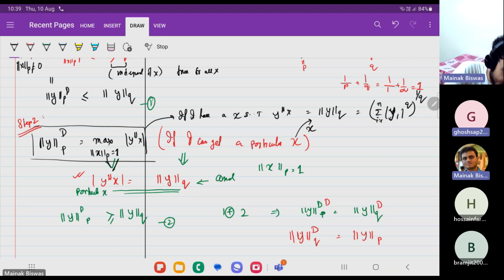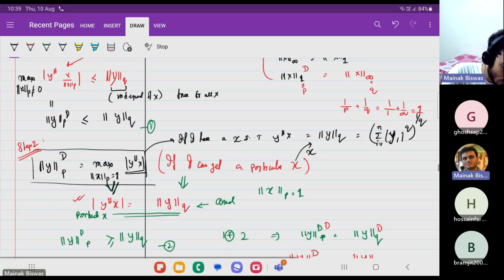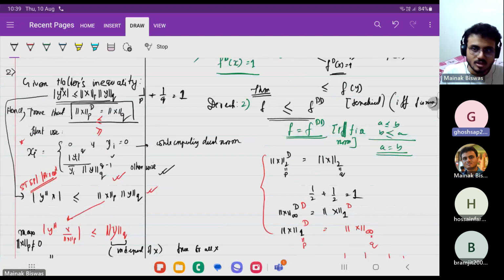Because I'm taking a particular case of this function which I'm optimizing to get the maximum. So that particular case has to be less than or, at maximum, equal to, right? Yes. That's the question. So what x will I choose? You will choose this x.